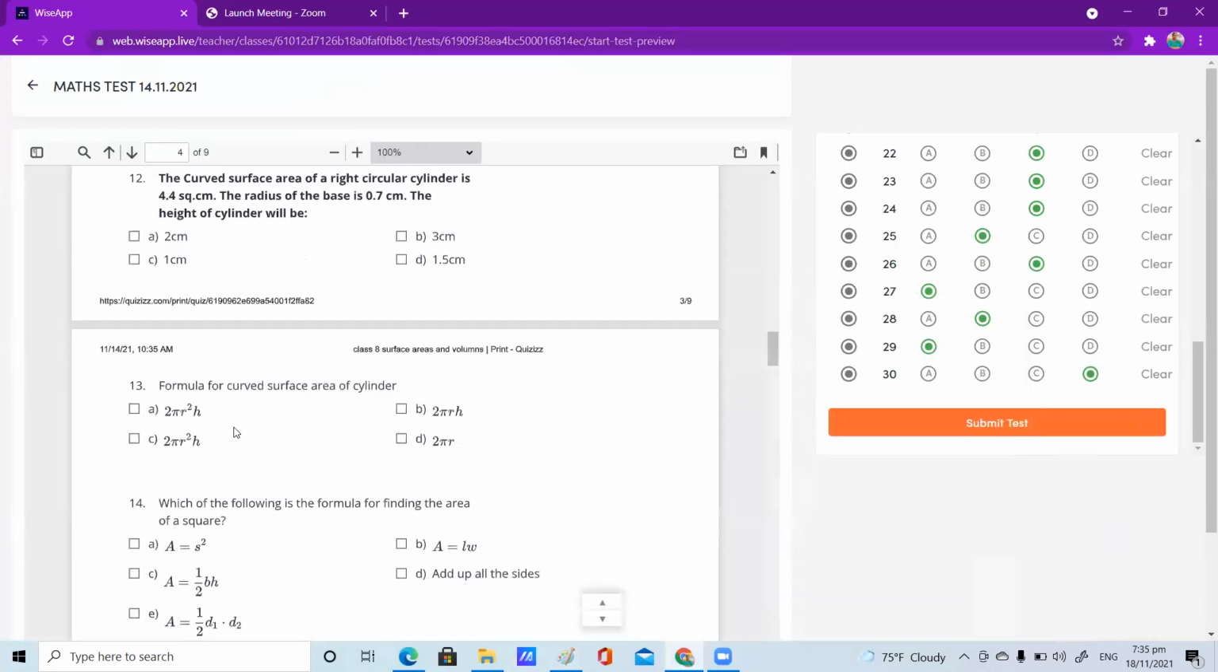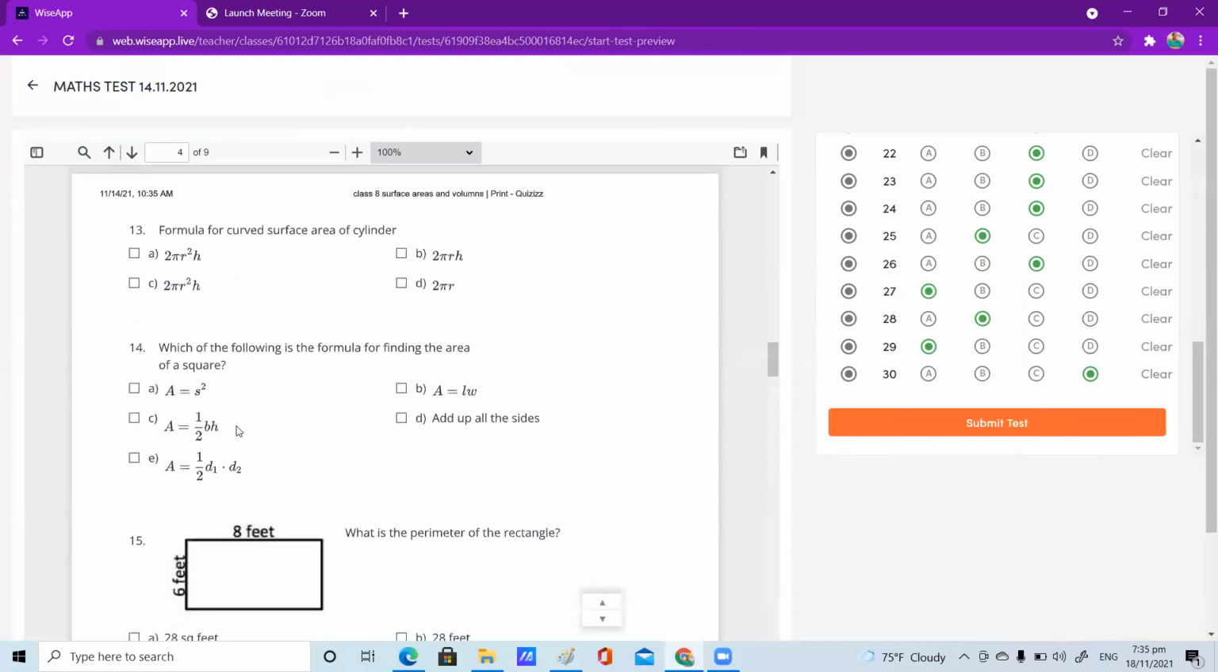Next part. Formula for curved surface area of cylinder. Yes, curved surface area, just now we did, 2 pi r h.